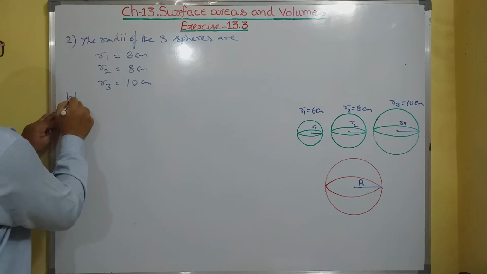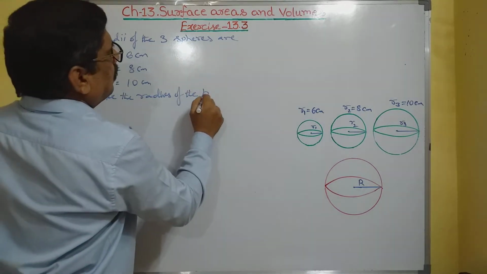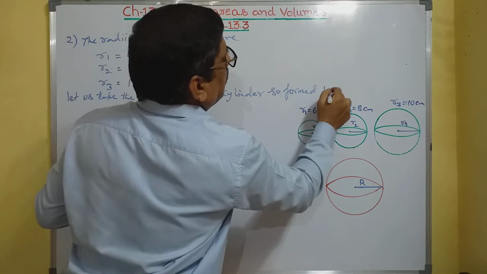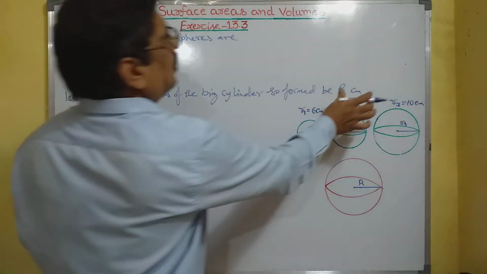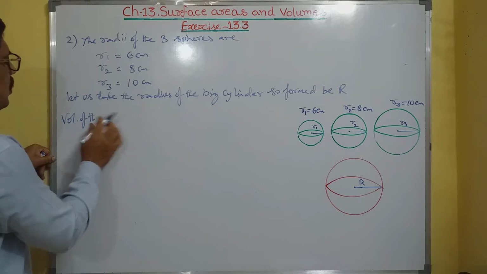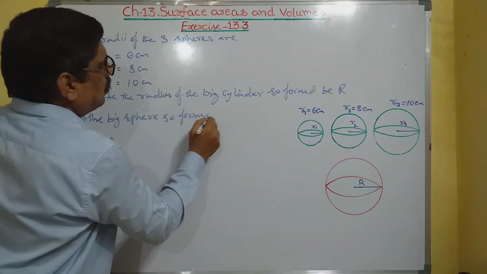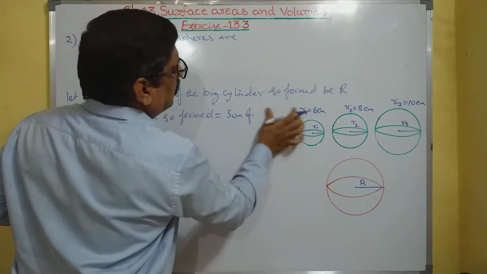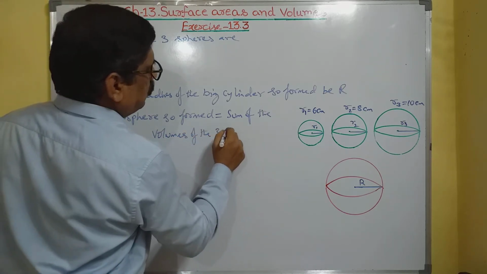Now let us take the radius of the big sphere so formed to be capital R. Now, the volume of the big sphere so formed is equal to the sum of the volumes of the three small spheres.